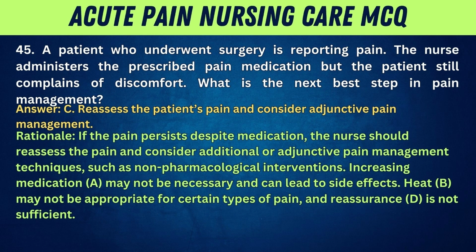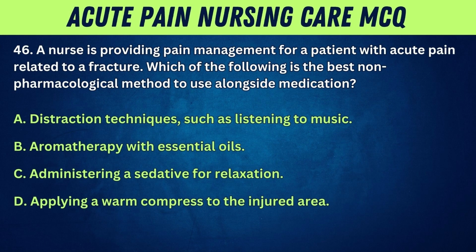Answer. C. Reassess the patient's pain and consider adjunctive pain management. Rationale. If the pain persists despite medication, the nurse should reassess the pain and consider additional or adjunctive pain management techniques, such as non-pharmacological interventions. Increasing medication, A, may not be necessary and can lead to side effects. Heat, B, may not be appropriate for certain types of pain, and reassurance, D, is not sufficient.